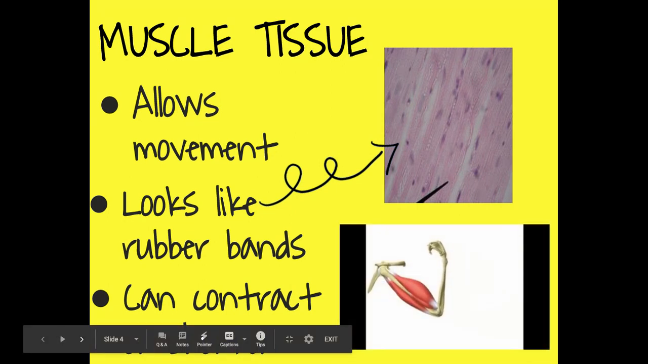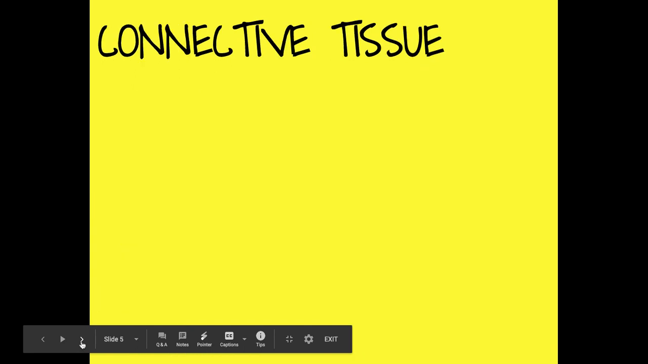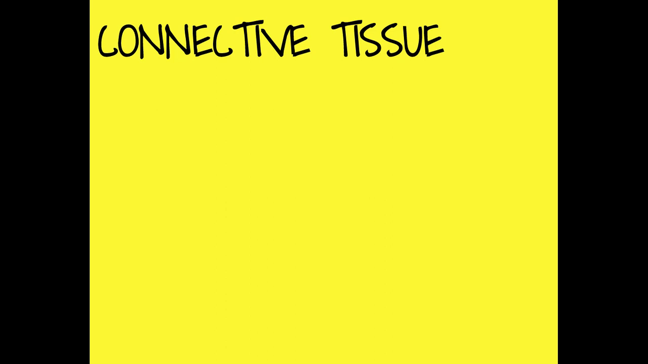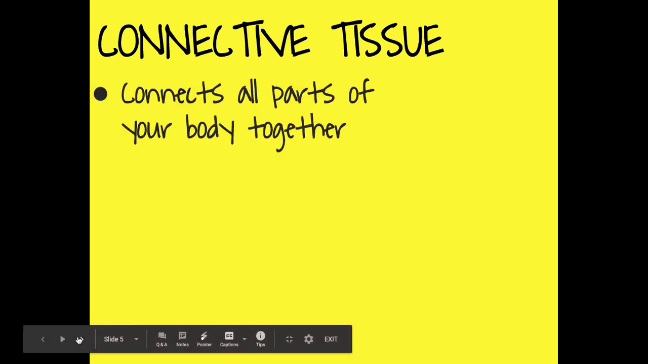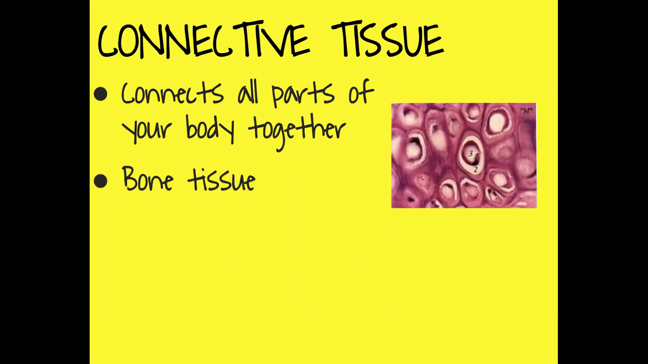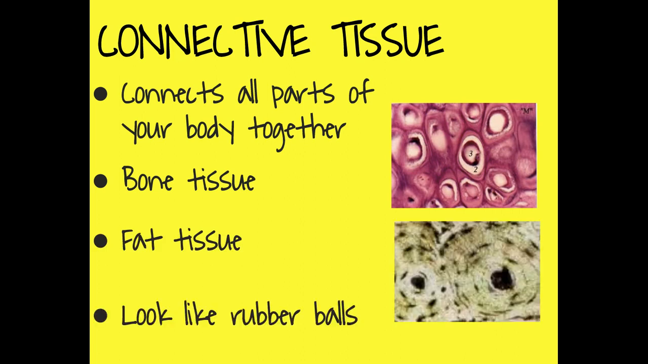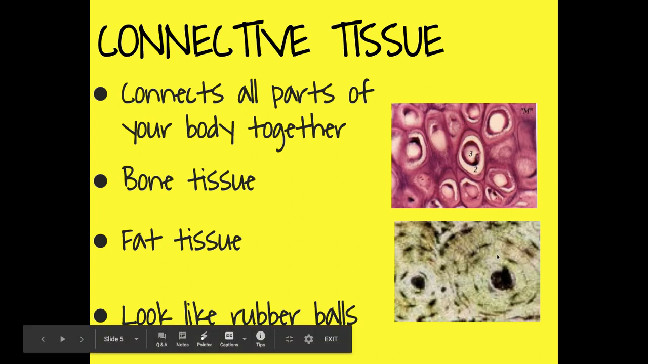Okay, so we're going to look at muscle tissue, and there's kind of an example. You can see this is your bicep. As this one lengthens, this one contracts, and then when this one lengthens, this one contracts. So they work opposite of each other. Then we have connective tissue, and connective tissue is exactly what it says. It connects and puts all the parts of your body together. You have bone tissue that is connective tissue. You have fat tissue that is connective tissue, and they often look like these little rubber balls.